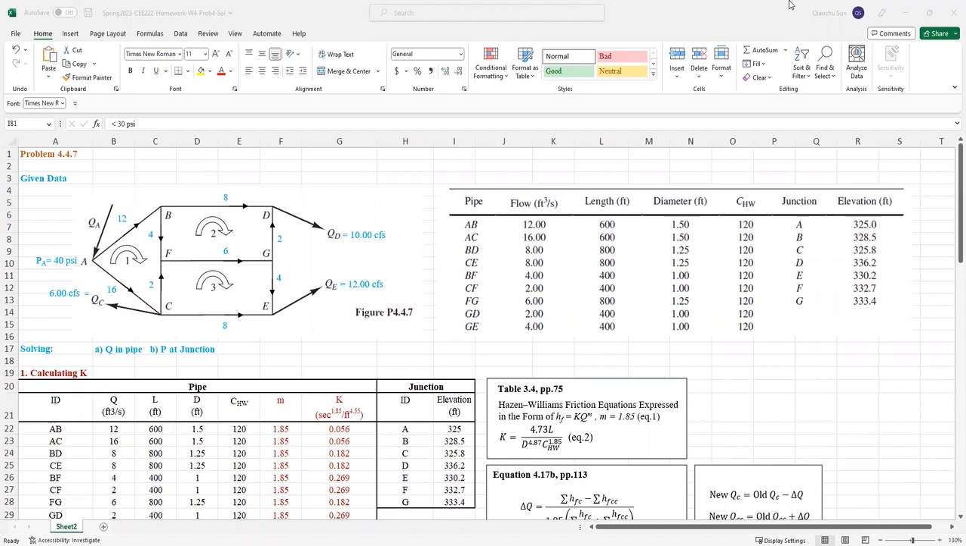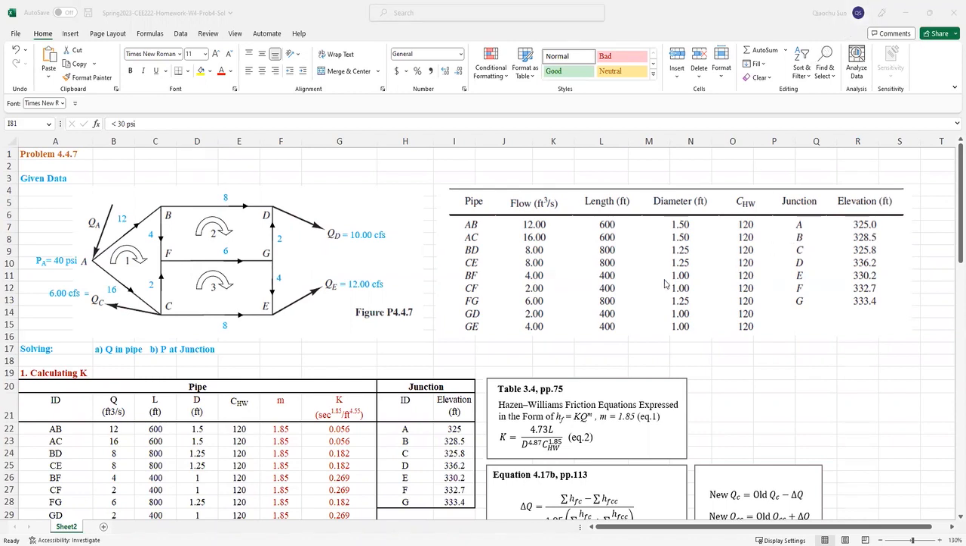Now let's take a look at the last problem. Here is a pipeline system. The water enters the system at point A. The pressure at point A equals 40 psi. There are 3 points that demand water in this system, which are point C, point D, and point E.